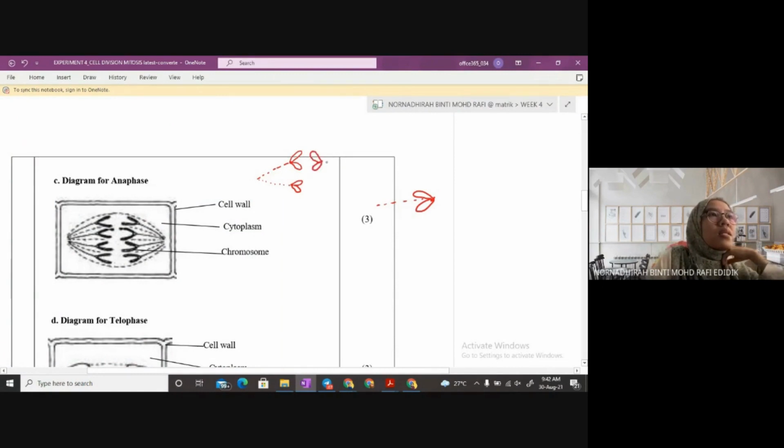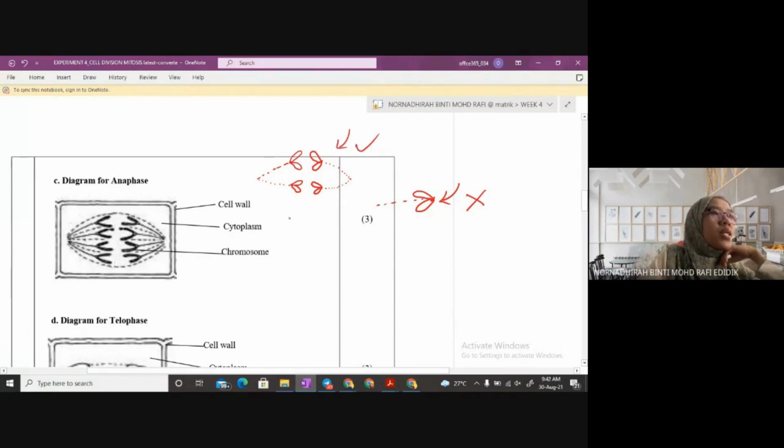Dia akan ditarik kat sini. Awak kena buat bentuk macam butterfly, ataupun half of the butterfly ni, it is being pulled apart towards the pole of the cell, ditarik ke kutub sel. Itu dia. So kalau lukis macam bawah ni, this is wrong. This is not the correct drawing. Okay, yang betulnya atas ni, this one is the correct one.